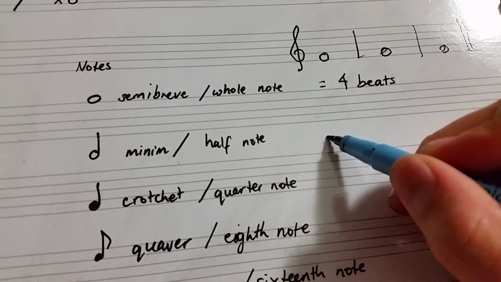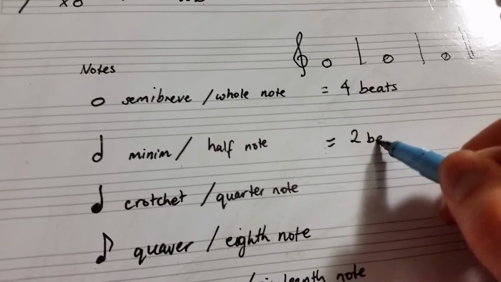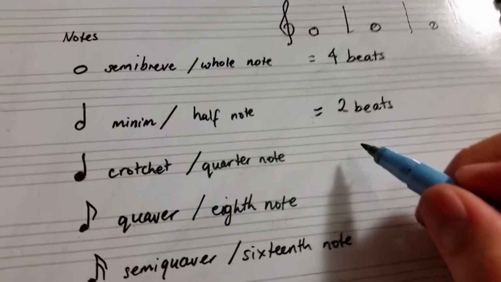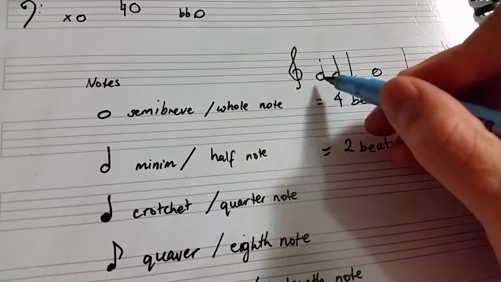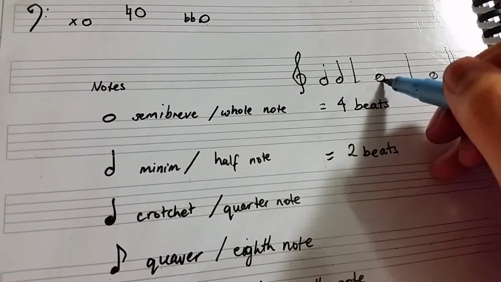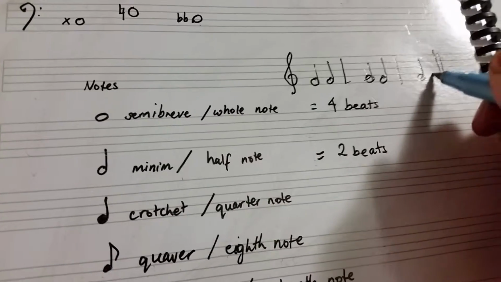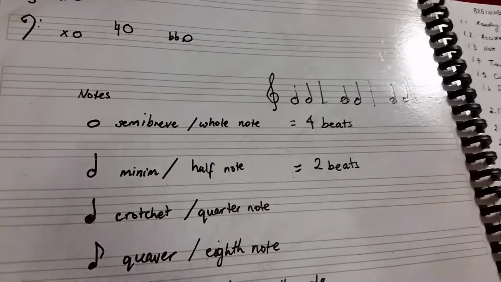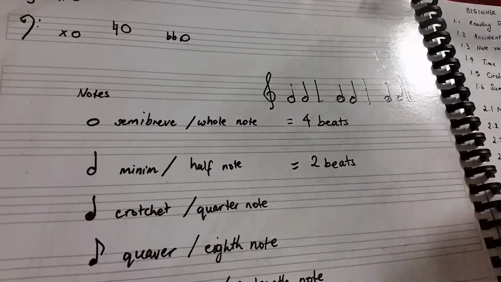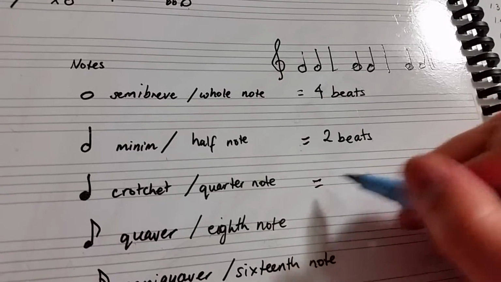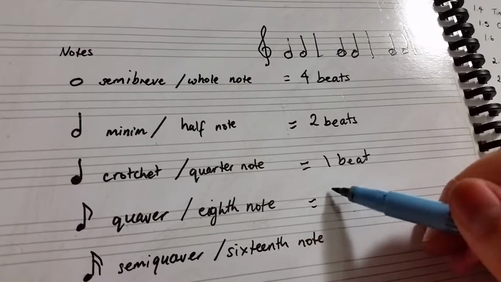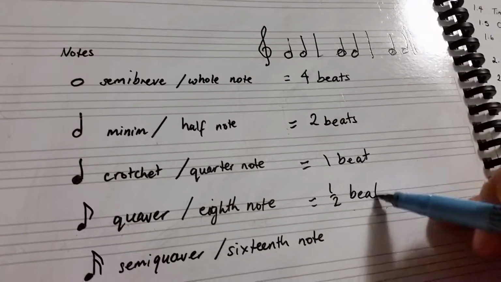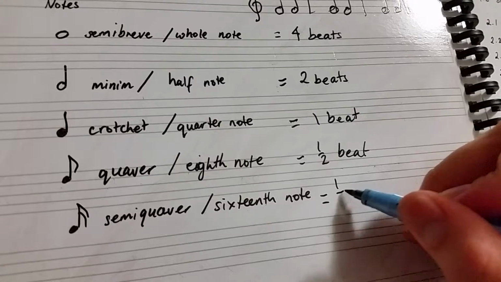Okay, so then you have the minims. These are worth 2 beats. The crotchet would be a shorter length, so I can fit 2 of these in there. 1, 2, 3, 4. They're minims. Okay, so they're a bit quicker. Then you've got the crotchets. They're only worth 1 beat, so a bit quicker. Then you've got the quavers. They're worth half a beat, and the semi-quavers are worth a quarter of a beat.